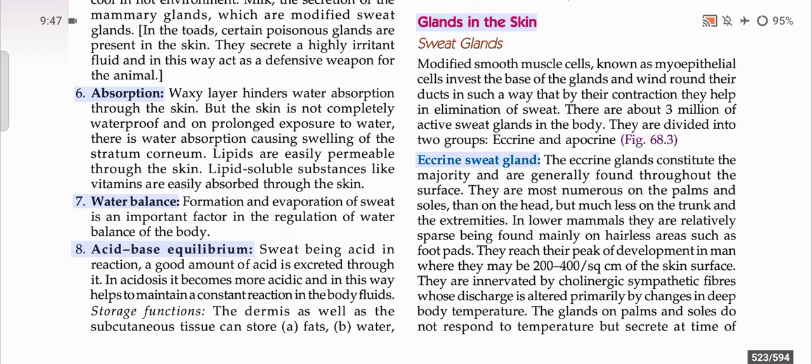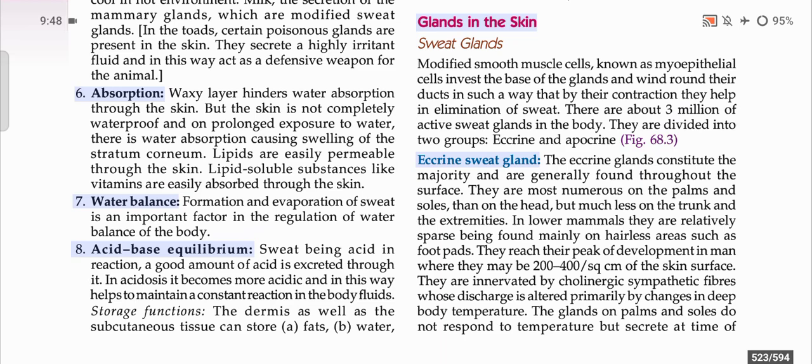Number 7, water balance. Formation and evaporation of sweat is an important factor in the regulation of water balance of the body. Number 8, acid base equilibrium. Sweat being acid in reaction, a good amount of acid is excreted through it. In acidosis, it becomes more acidic. In this way, it helps to maintain a constant reaction in the body fluids.